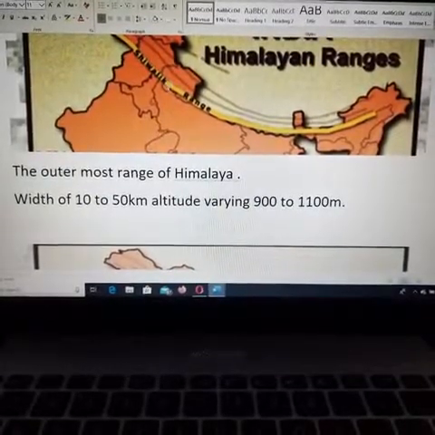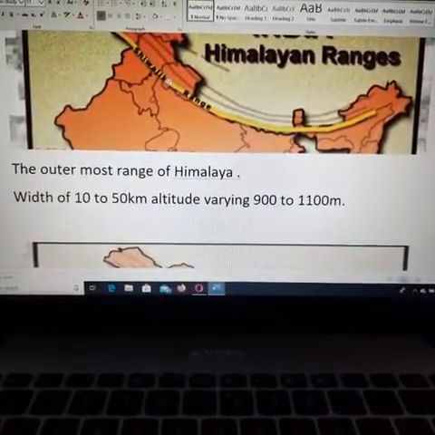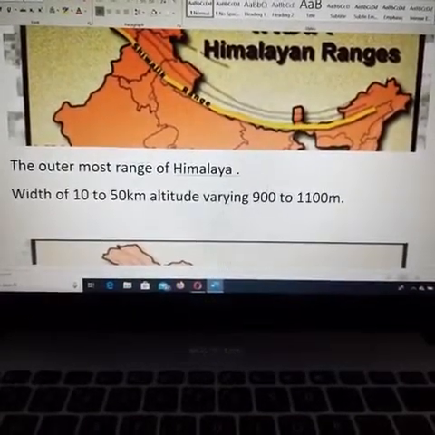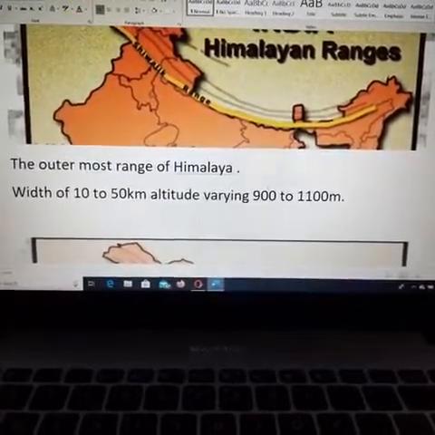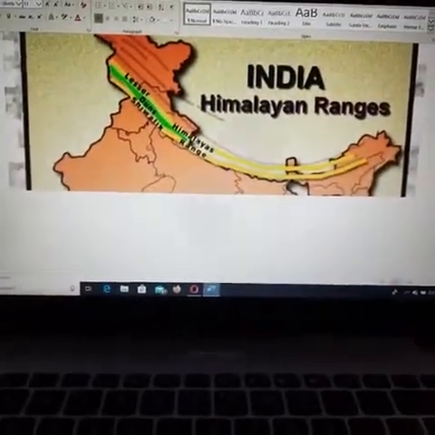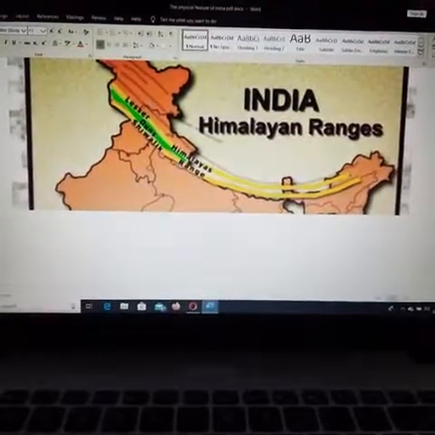So the width will be 10 to 50 kilometers, and the altitude when we see it is nearly 900 to 100,000 meters. So next we'll talk about the dunes. What is meant by dune?